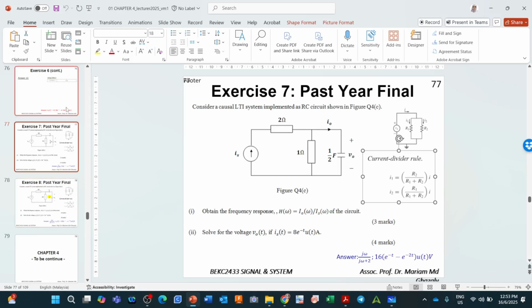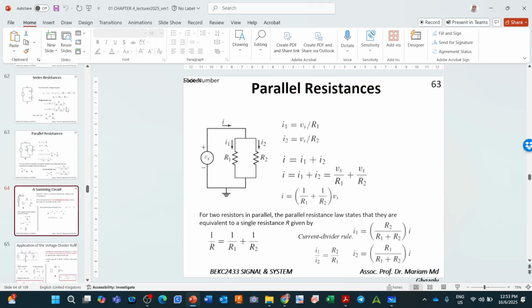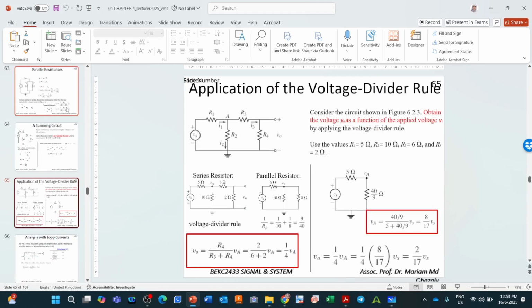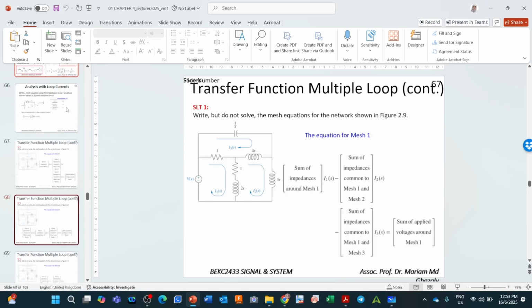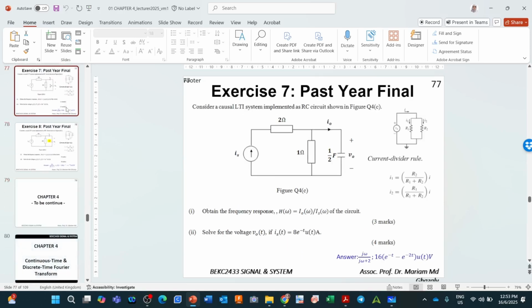So where to do revision? Go to the list of revision that I have shared with you. Current divider rules, this one. Is it here? Maybe not. Okay, but it's in the final paper here. Current divider rule. So if you have an example like that, using that, you can try to get the answer. So we will discuss this on Wednesday. This week we have class on Tuesday and Wednesday.